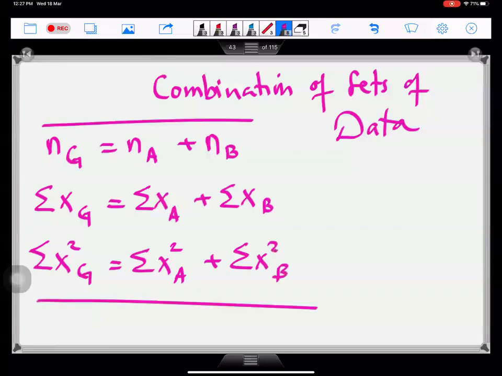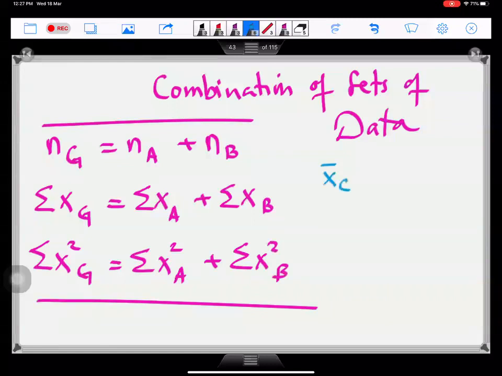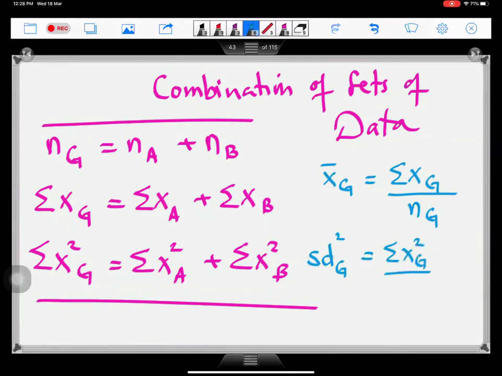If I have all these available, I can say that x bar for the group will be sigma x for the group divided by the number in the group, and variance for the group is sigma x square for the group divided by the number in the group minus x bar of the group squared. Agreed? So this is the strategy behind it.